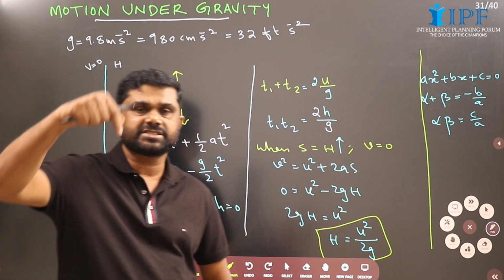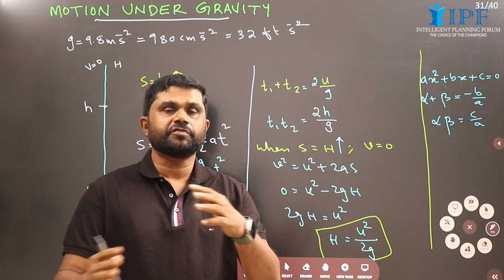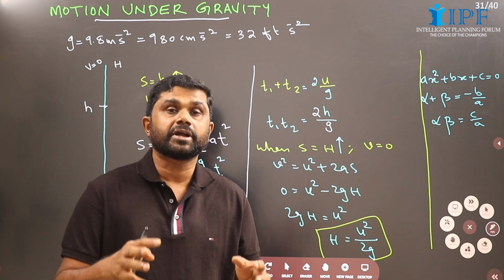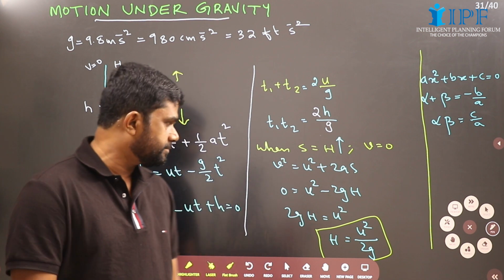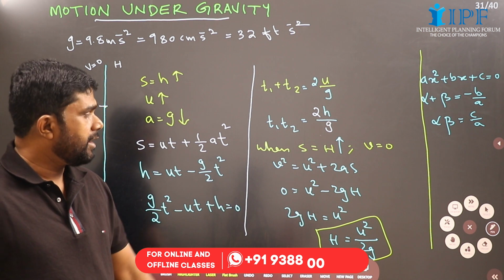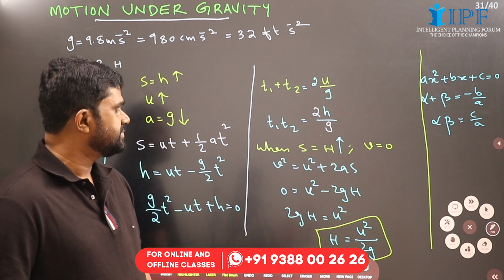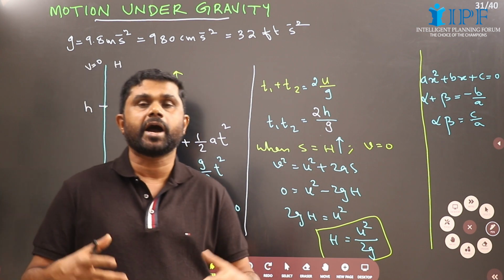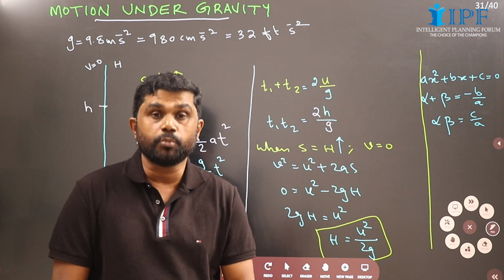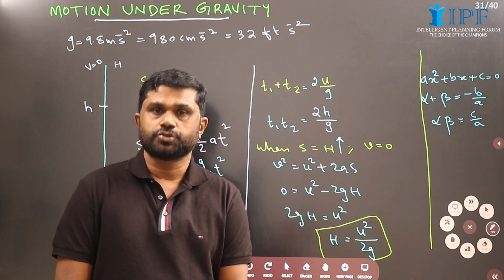See, acceleration is directed downwards and displacement is upwards. So one of these quantities will be positive and the other will be negative. So the product will be definitely negative. Okay, so 0 equal to u square minus 2gh. When you take this minus 2gh to the left, it becomes 2gh, that is equal to u square. So the maximum height when a body is projected with an initial velocity u and moving under the effect of gravity alone is u square over 2g.